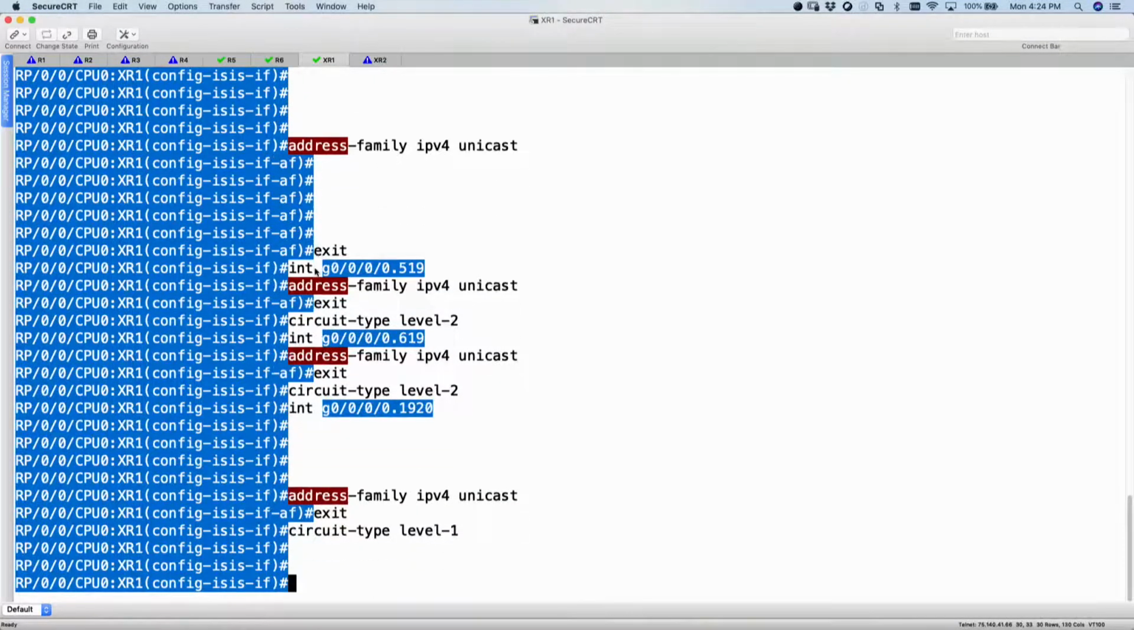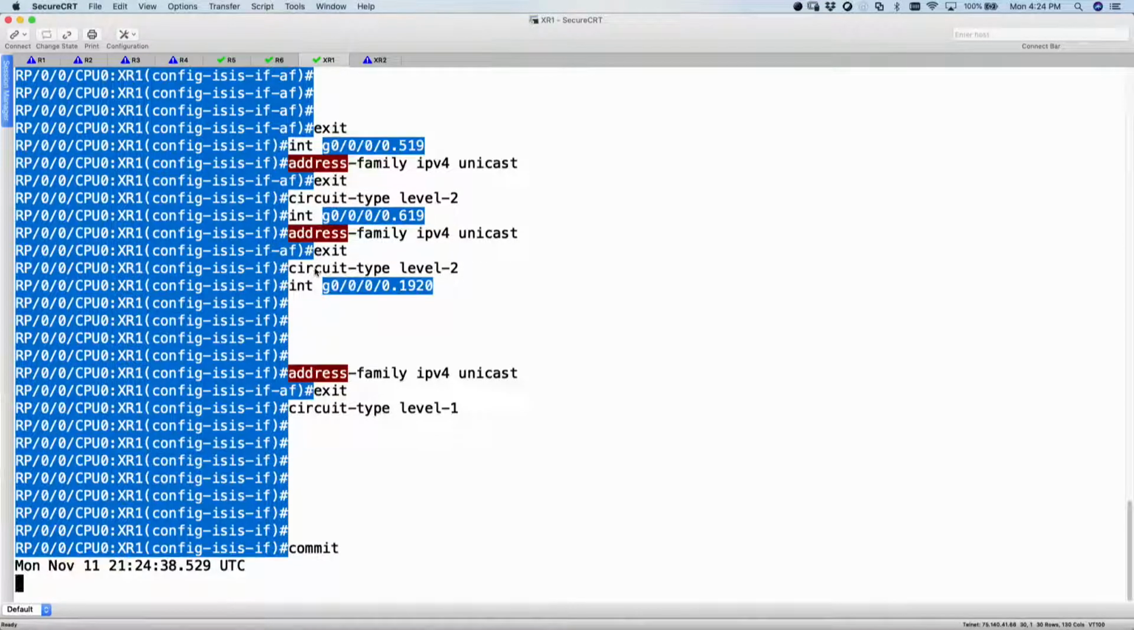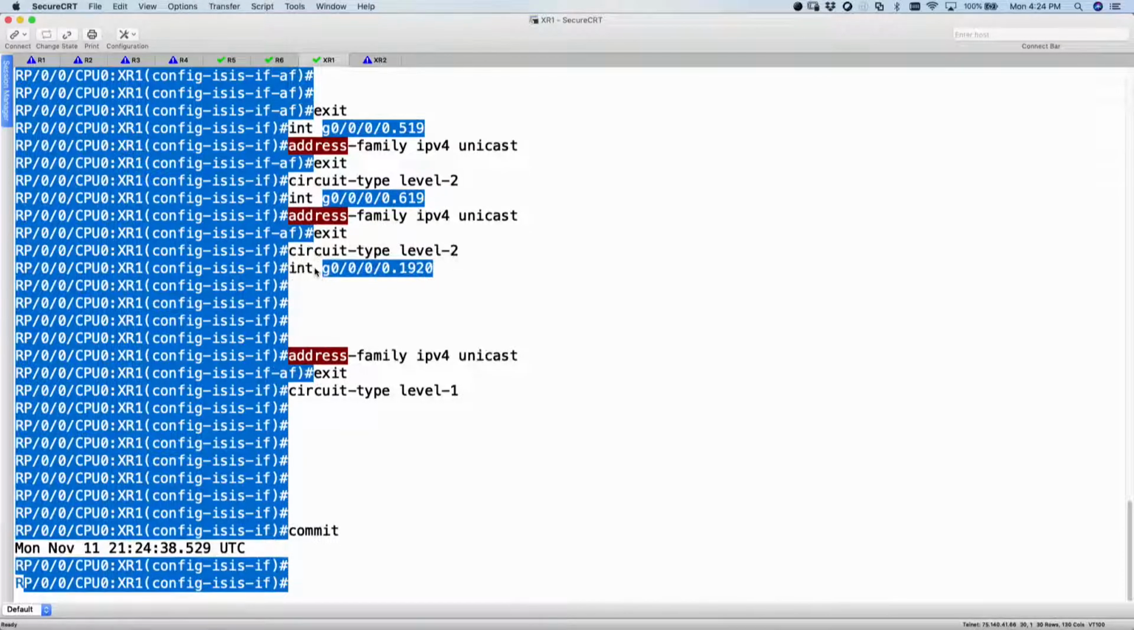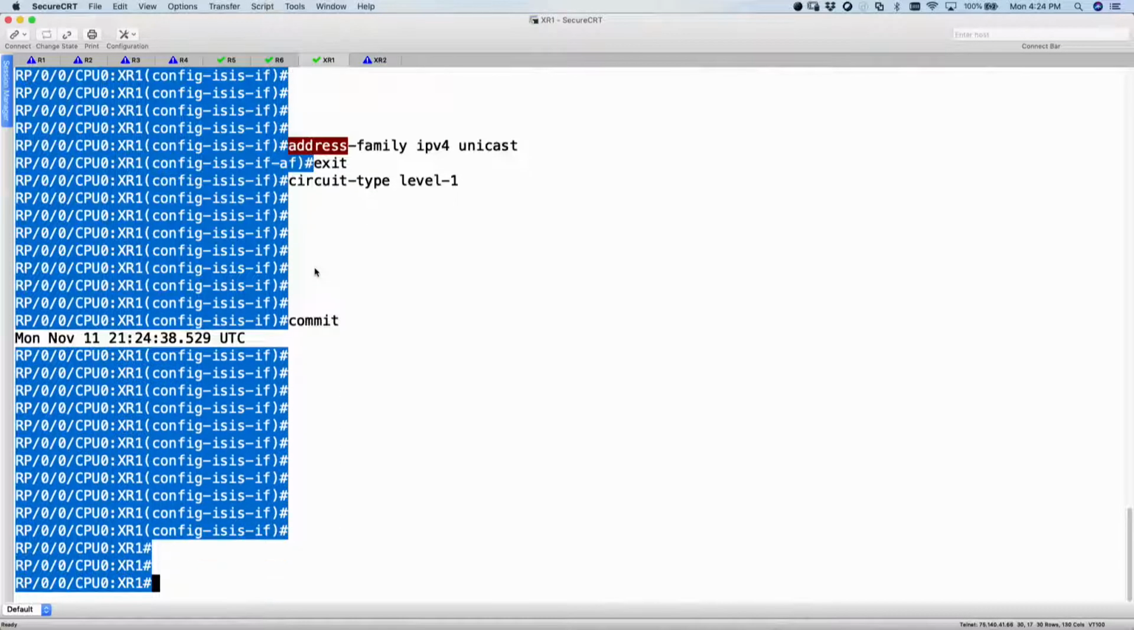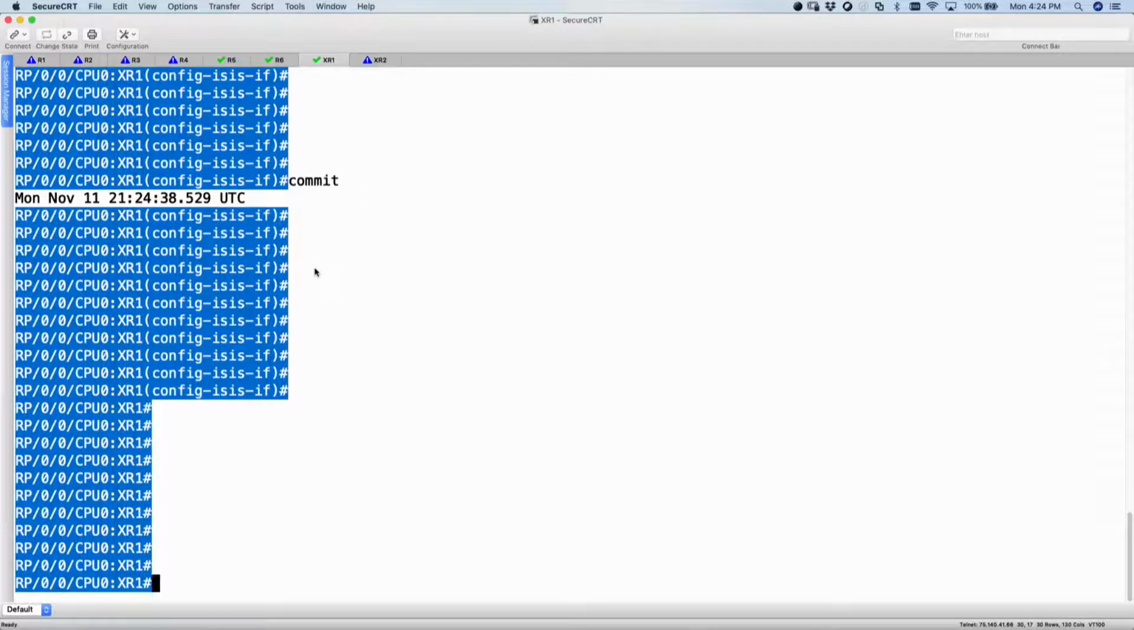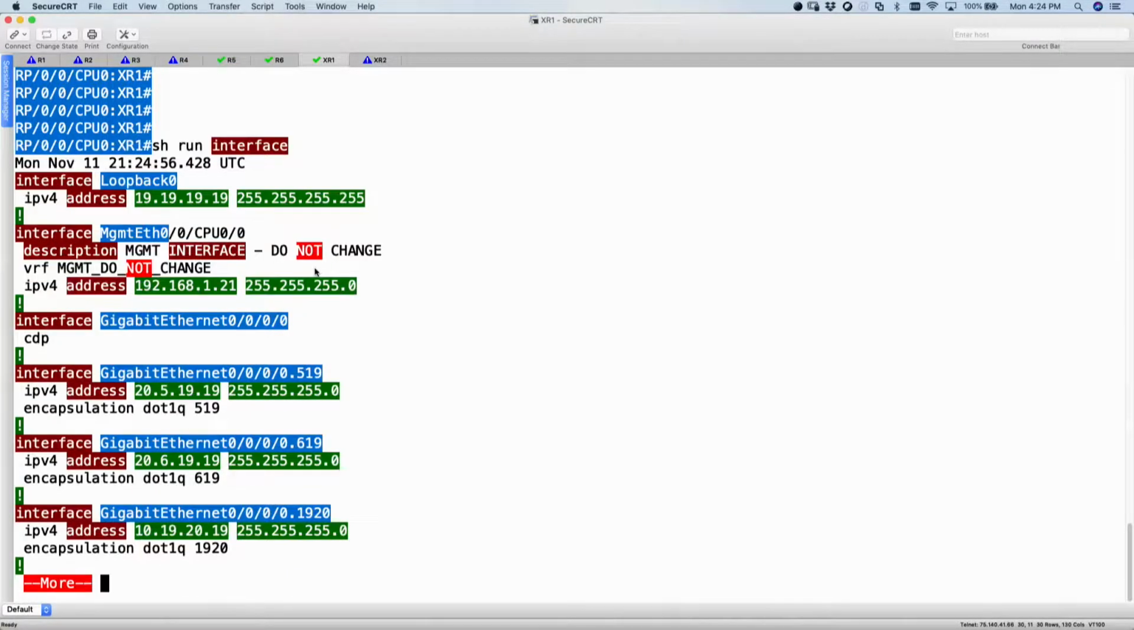So level 1. Let's do a commit. At this point of time, XR1 should form adjacency with R5 and R6. That should be a level 2 adjacency. And with XR2, it would form a level 1 adjacency. Let's do a show run interface just to see if my interface is up and running. And let's do a show ISIS neighbors.